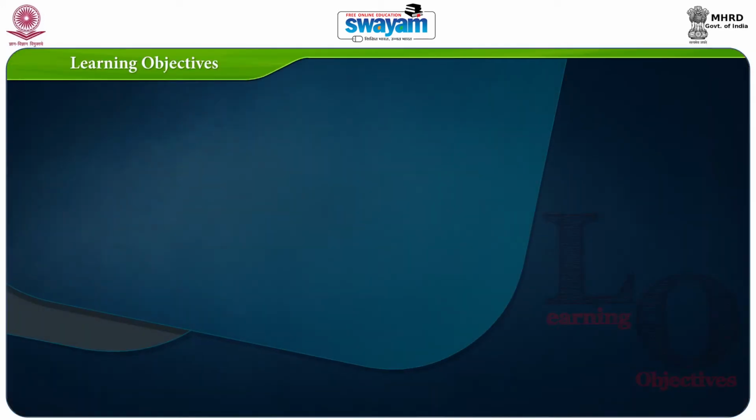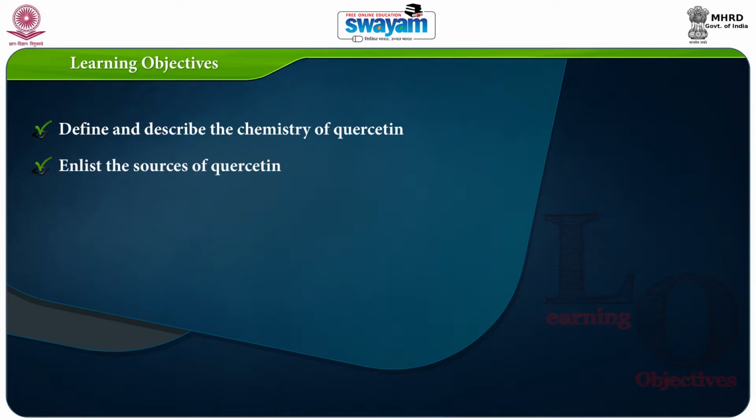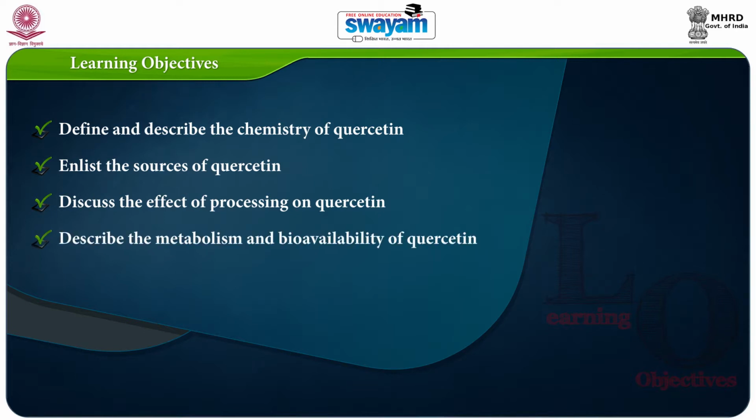So let's begin, learners, with the objectives of the present module. Learners shall be able to define and describe the chemistry of quercetin, enlist the sources, discuss the effect of processing on quercetin and describe the metabolism and bioavailability of quercetin.